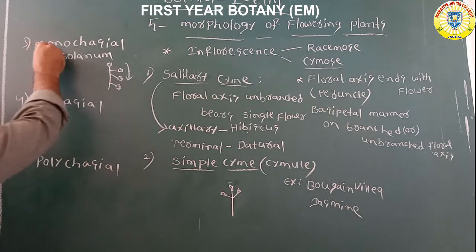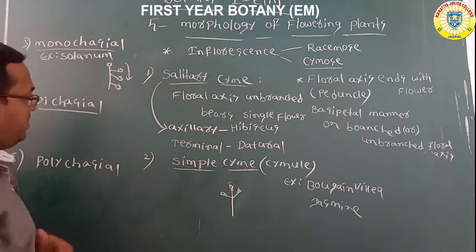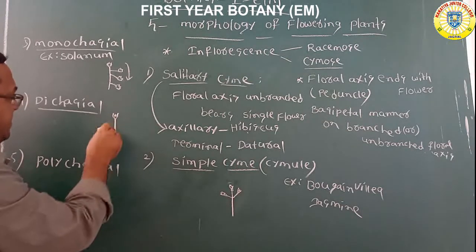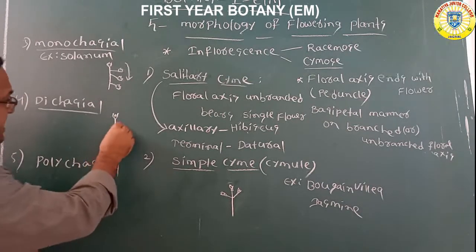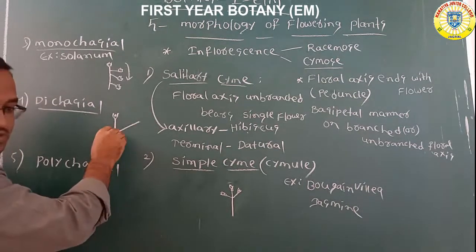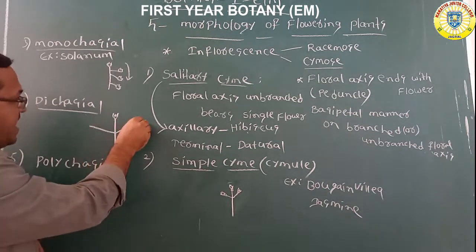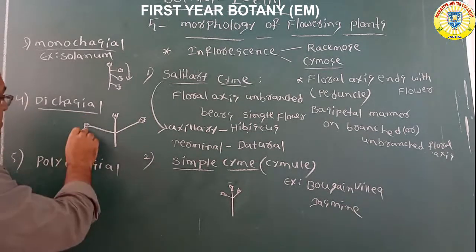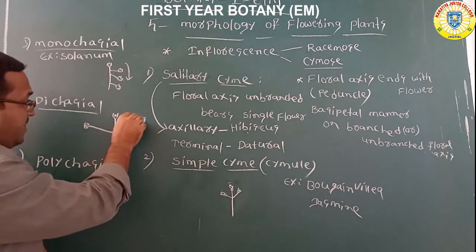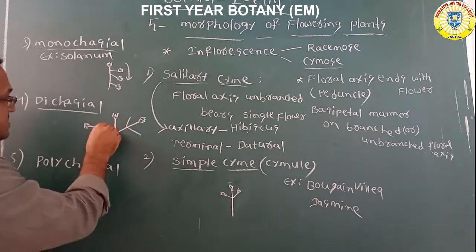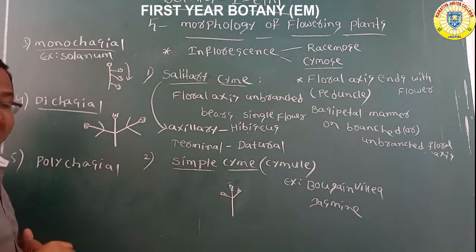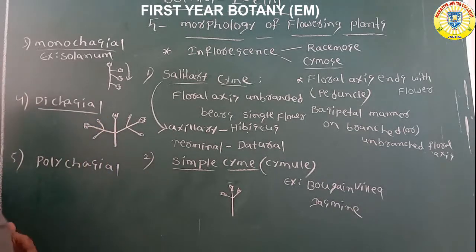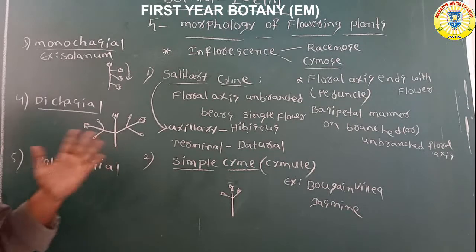But what is dichasial? For example, here the floral axis ends with a flower. It develops two branches. These two branches also end with a flower. Again, these two develop two branches each. Here two branches, and these two branches also end with a flower. And every time two branches are developed.